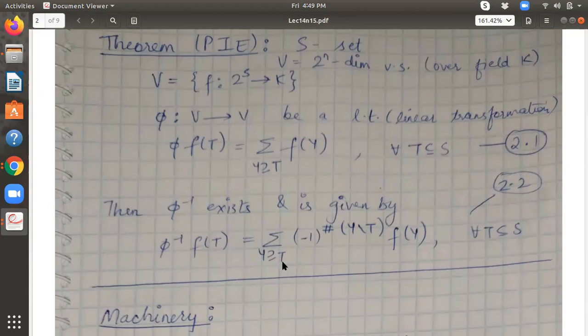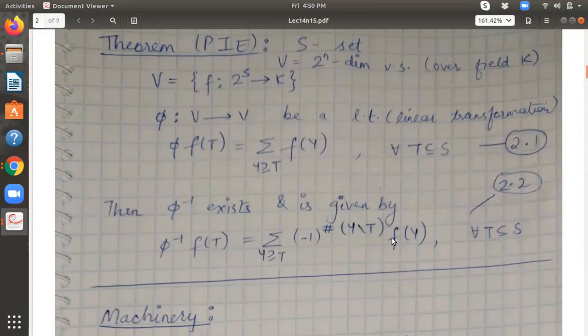Correct? And there will be many such Bs. So if, let's say, S is {1, 2, 3, 4, 5} and T is {1, 2}, then {1, 2, 3}, {1, 2, 4}, {1, 2, 5}. There are three such choices for this kind of Y. Therefore, there are three possible Bs: B equal to 3, B equal to 4, B equal to 5. Correct? And for all those three, you will have to consider this thing.